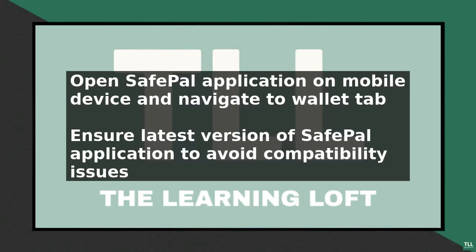To withdraw USDT from SafePal wallet, start by opening the SafePal application on your mobile device and navigate to the Wallet tab. Here you will see a list of available cryptocurrencies, including USDT. First, ensure you have the latest version of the SafePal application to avoid any compatibility issues. Then, tap on the USDT option to access your USDT wallet.